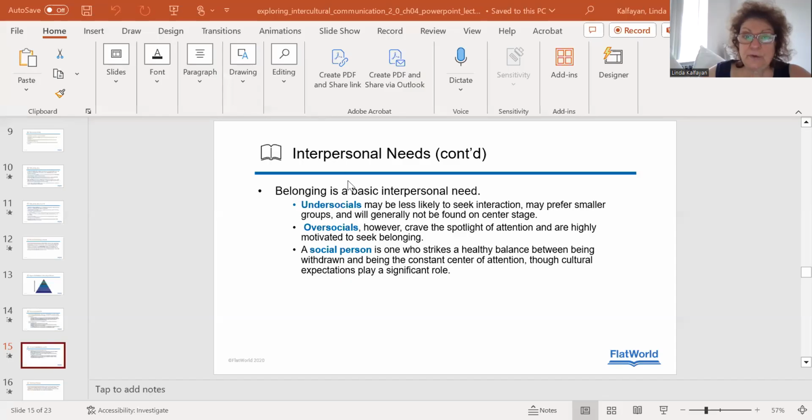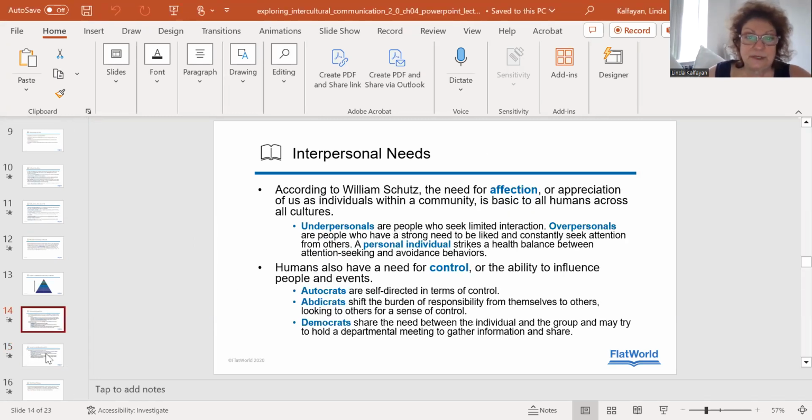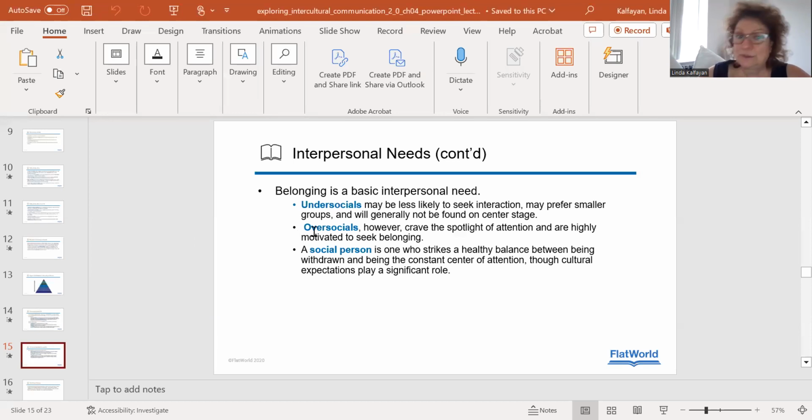So we just went over some aspects of underpersonals and overpersonals. Now we have undersocials and oversocials. Undersocials may be less likely to seek interaction. Oversocials, however, crave the spotlight, attention, and are highly motivated to seek belonging. Again, we don't have to be just one of these culturally. Perhaps you are more adept at being an undersocial or an oversocial, and then a social person is a balance.